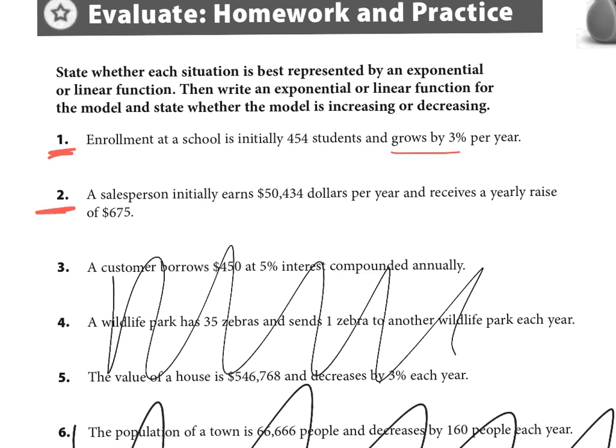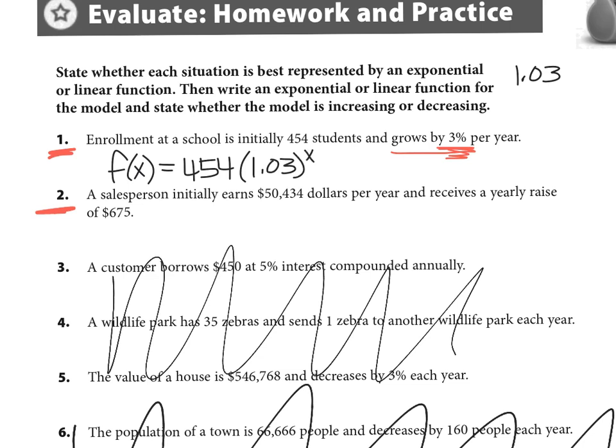It says grows by 3%. Anytime you see a percent, you know immediately that's exponential. And it says write a function to model the situation. So f of x equals our starting point, which is 454 students, times our rate, common ratio. Since it's growing by 3%, remember we changed the percent to a decimal, so 3% is 0.03, and then we add that to 1. If it were decreasing, we would have subtracted, so that's 1.03 to the x.